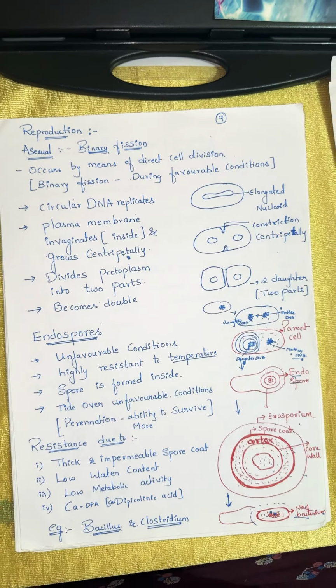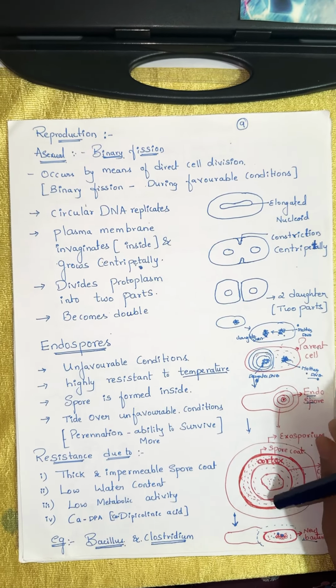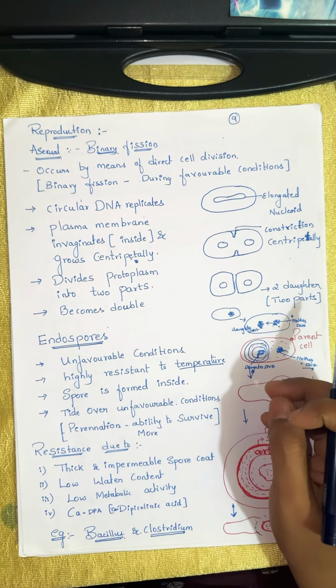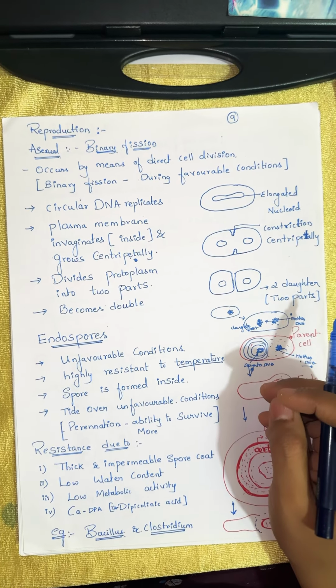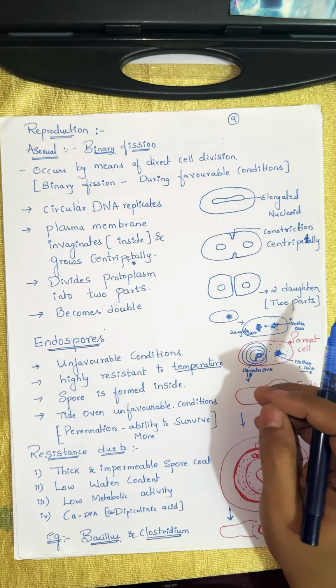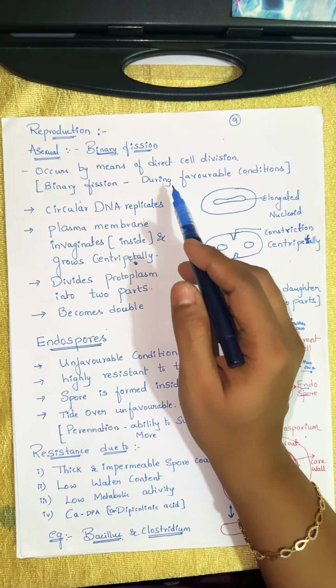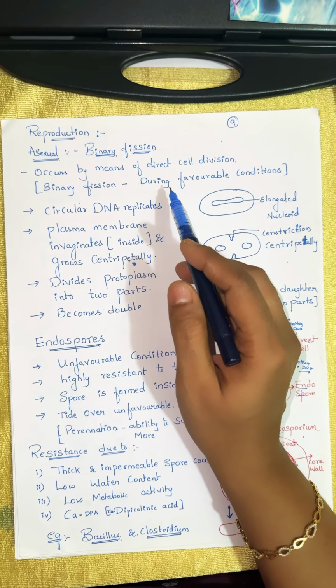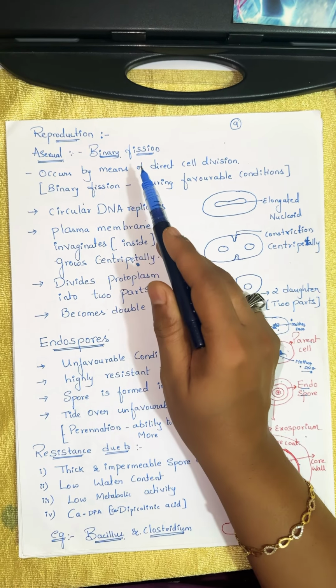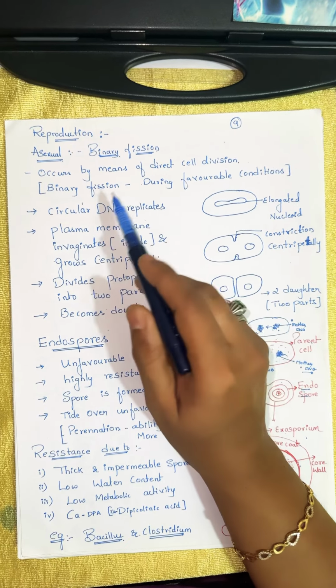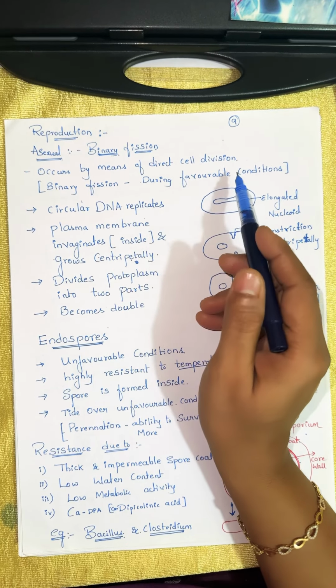Let's see about reproduction in bacteria. Generally there is asexual reproduction and sexual reproduction. Sexual reproduction involves genetic recombination, and asexual reproduction is the production of a new organism without fusion of male and female gametes. Here we see binary fission, which occurs by direct cell division during favorable conditions.